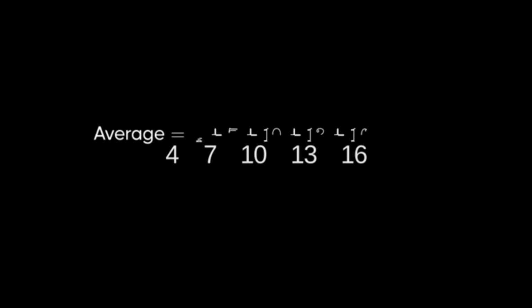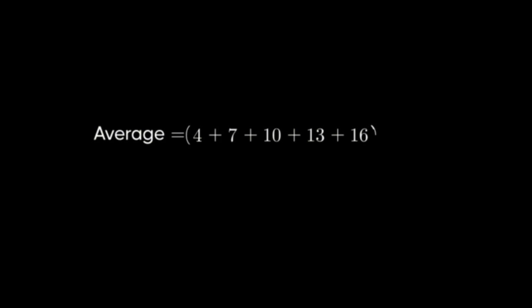The first step in finding the average is to add all our numbers together. This will give us the total sum of our dataset. So we have 4 plus 7 plus 10 plus 13 plus 16. If we calculate this sum, we get 50. This represents the total of all our values combined. But the average isn't just the sum. We need one more step.